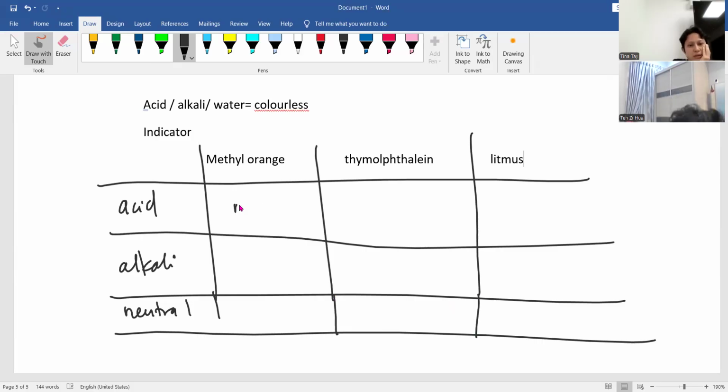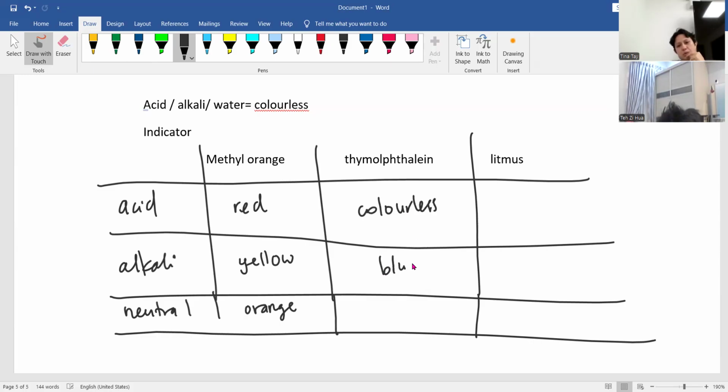In acid, methyl orange is red. In alkali, it is yellow. When it's neutral, it's orange. Thymolphthalein in acid is colorless. In alkali, it's blue. In neutral, it is also colorless. Litmus in acid is red, in alkali is blue. There is no such thing as neutral. If you use a red litmus paper and put it in alkali, it changes blue. Red litmus paper in acid will still be red. So it depends what original color you're using.